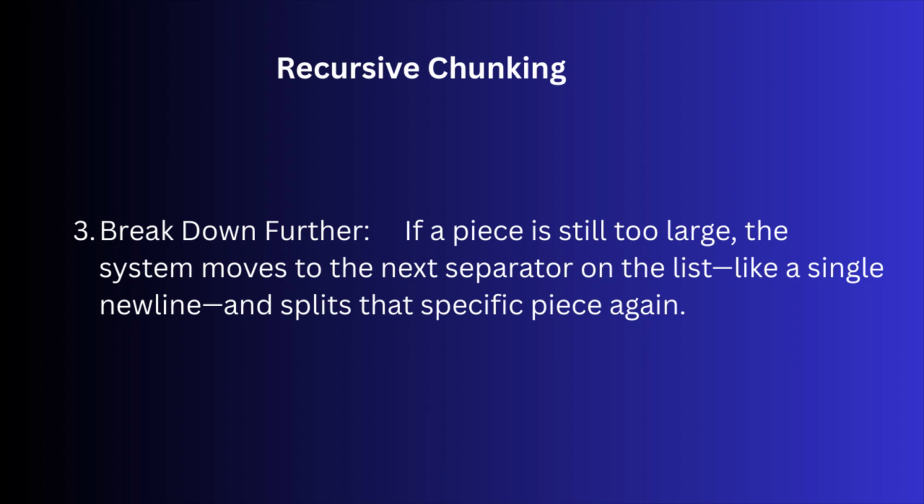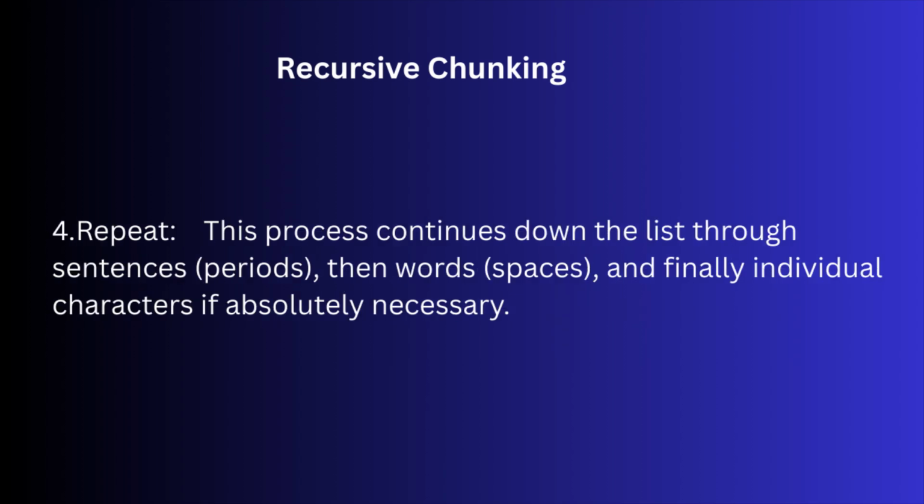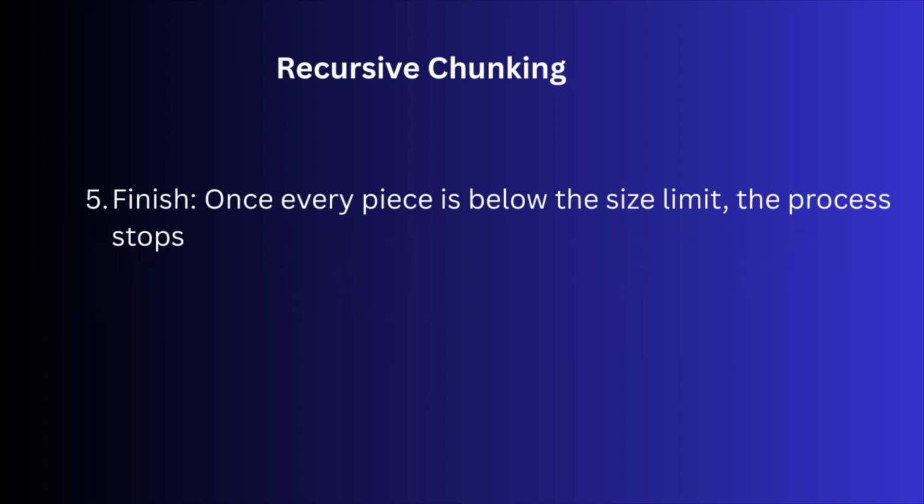If a piece is still too large, the system moves to the next separator on the list, like a single new line, and then splits that specific piece again. Then repeat this process. This process continues down the list through the sentences, then words, and finally individual characters if absolutely necessary. Once every piece is below the size limit, the process stops.